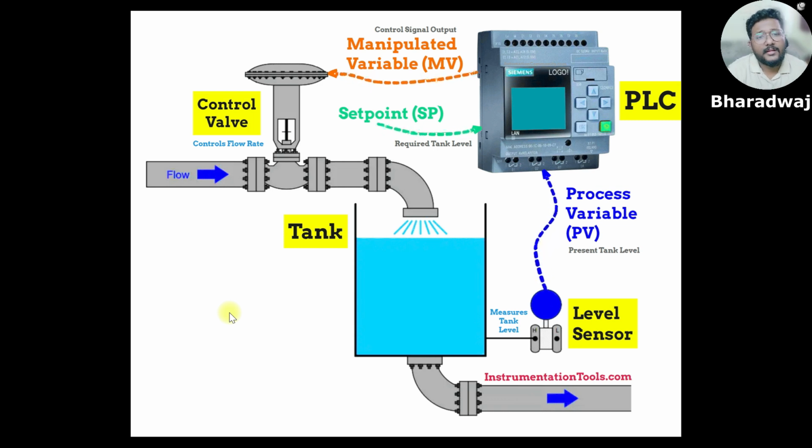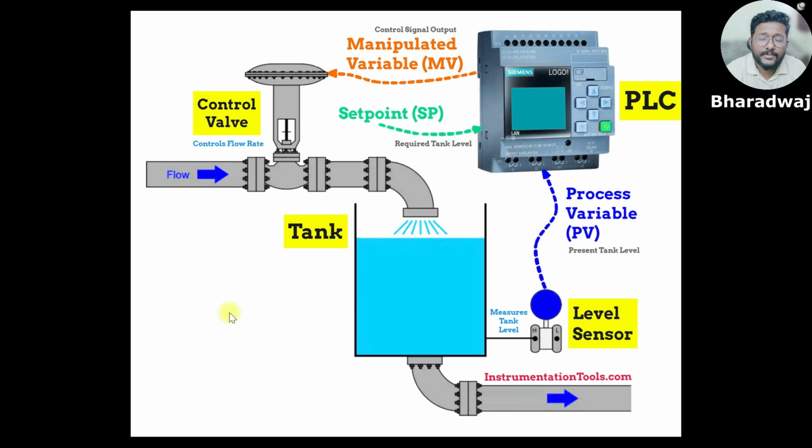Remember, this PID controller has many parameters. The main parameters are tuning parameters. Some values we have to enter. We call them gains, like proportional gain. Depending on these gains and tuning parameters, the controller response will be generated.